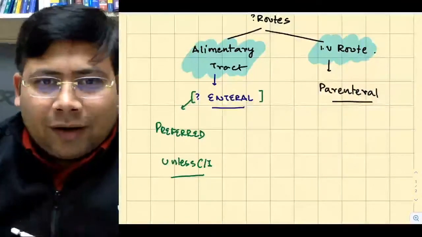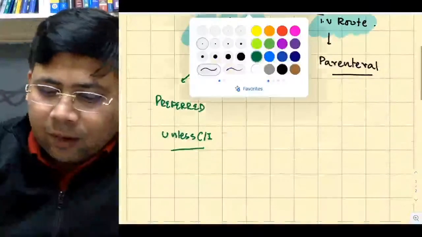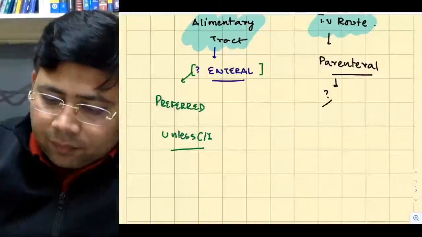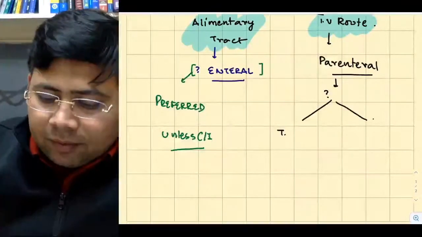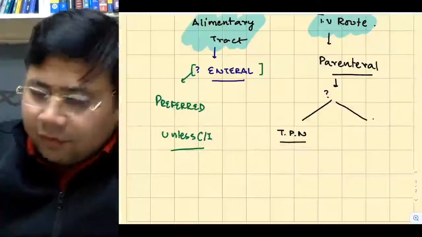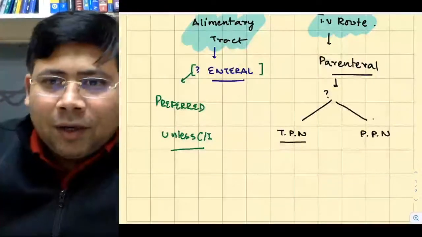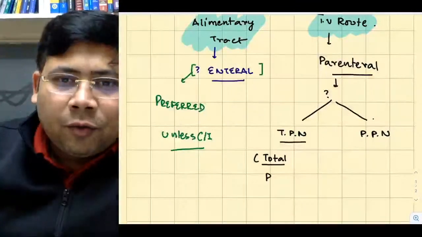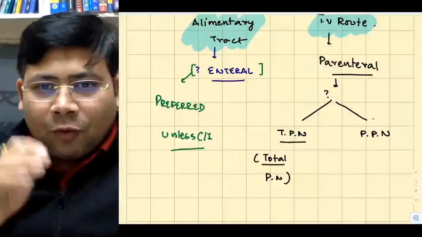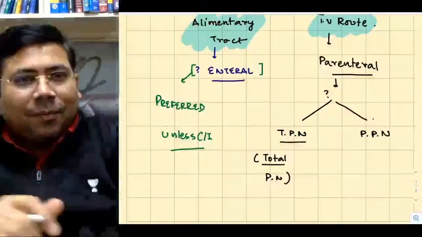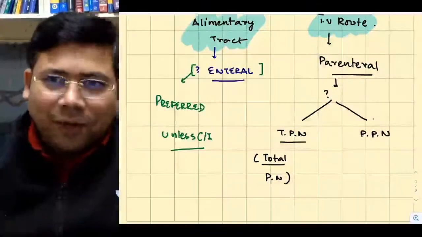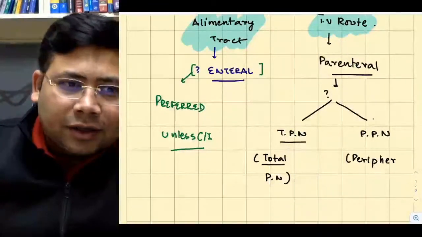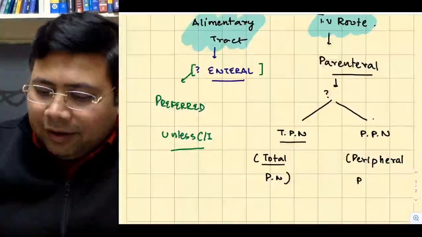Let us see this also. Parenteral nutrition, based upon the IV route, is of two types: one is TPN and one is PPN. What is TPN? This is total parenteral nutrition. And what is PPN? Don't say partial parenteral nutrition, because nutrition is never partial. It's peripheral parenteral nutrition.